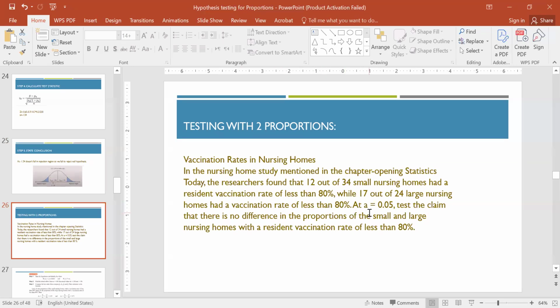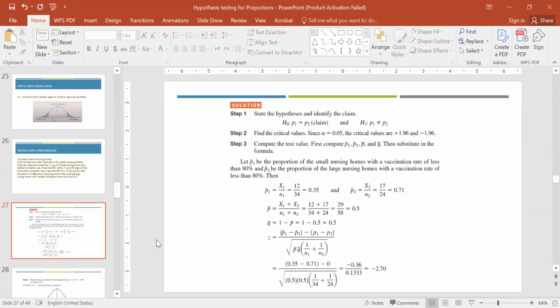At the significance level alpha 0.05, we have to test the claim that there is no difference in the proportions of the small and large nursing homes with a resident vaccination rate of less than 80%. So we will again apply all the 5 steps. The first step is to state the hypothesis. The null hypothesis is that there is no difference, P1 is equal to P2. And the alternative hypothesis says that P1 is not equal to P2, like there is some difference.